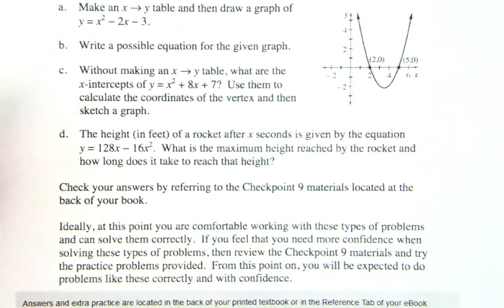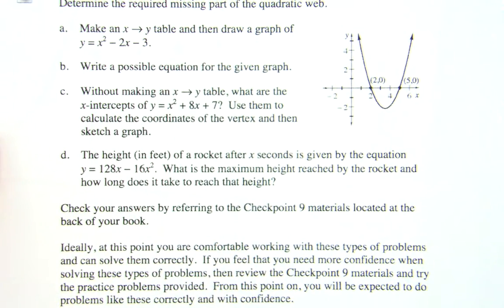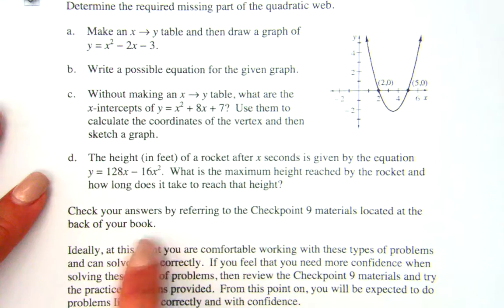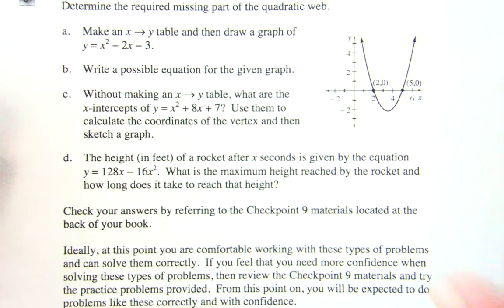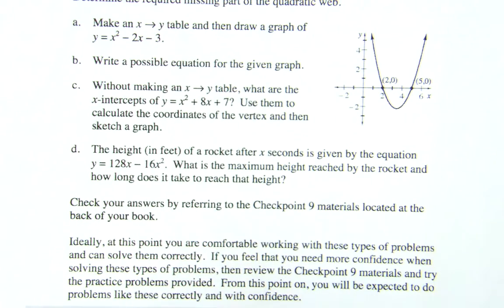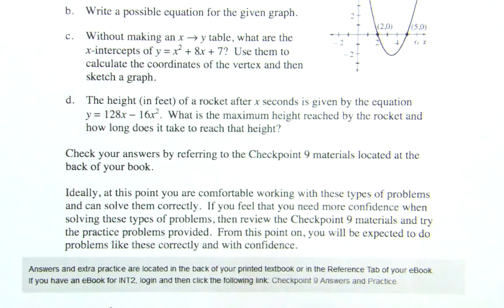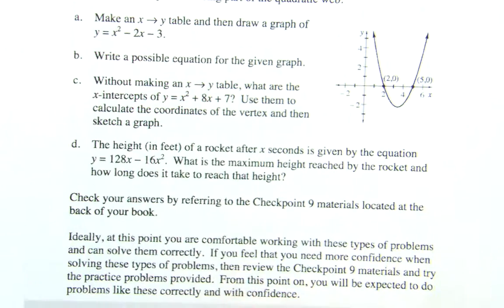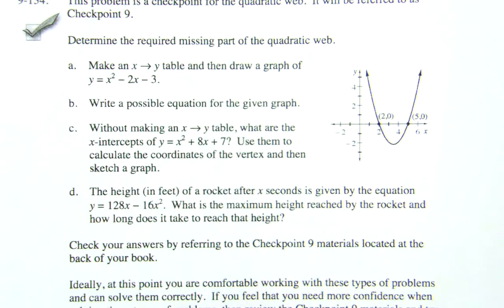You can check your answers by referring to checkpoint 9 materials located at the back of your book. It says ideally, and you notice there aren't any hints or answers for this online either. Ideally, at this point, you're comfortable working with these types. If you feel you need more confidence, you can do some of the reference problems from the back of the book. Or if you see me, I can show you where the reference problems are so you can practice some more. If you don't know how to do them, I'll see you during tutoring.